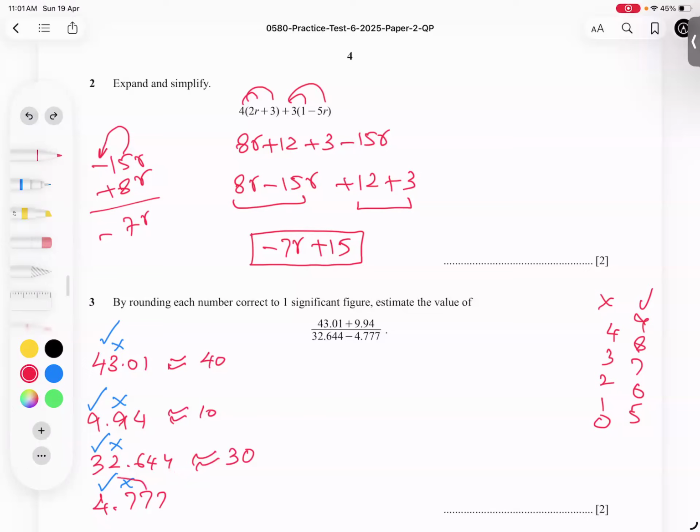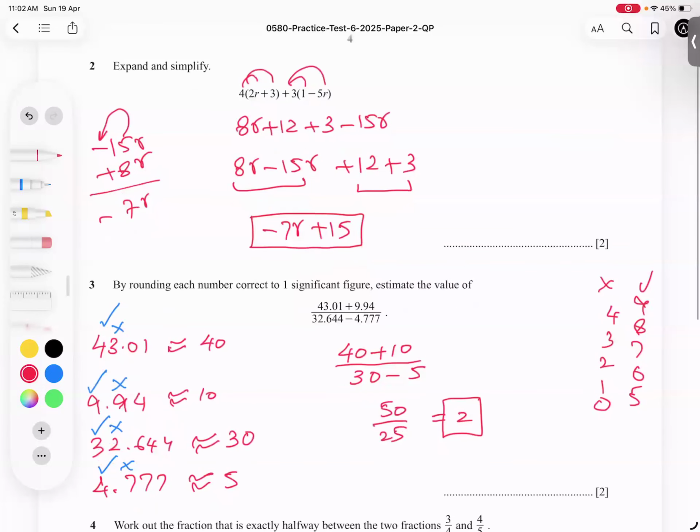Okay, 4.77. So this number 7, I don't need to add. So we got a 5. I think the point is very clear. Now I'm going to replace all. So I'm writing 40 plus 10 over, we can write here 30 and minus, I can write 5. On top I got a 50 and down I'm getting 25 and 25 two times, okay, is 50. If you don't know, you can do the other way even, but I think it's clear. So this is done. Alhamdulillah Rabbil Alameen.